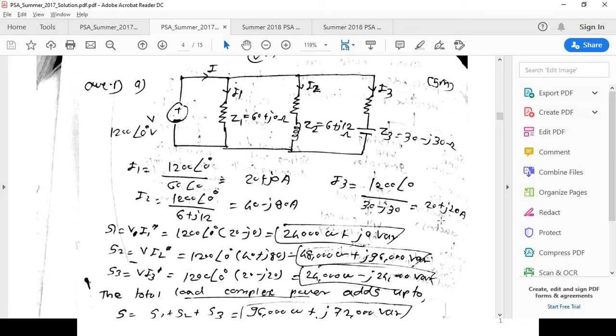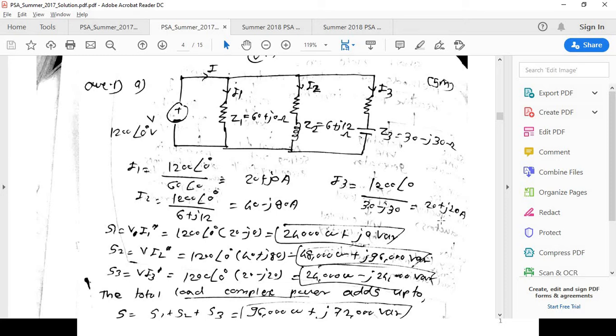So the power consumed by load 1, that is S1, is equal to 24,000 watt plus J0 volt ampere reactive. The first part of this complex power represents the active power consumed by the load, and the second part represents the reactive power consumed by the load. Similarly, S2, the complex power consumed by load 2, is equal to V into I2 star, where I2 star is the complex conjugate of current I2. Now I2 is 40 minus J80 ampere, whose complex conjugate is 40 plus J80. Hence, we get S2 is equal to 48,000 watt plus J96,000 volt ampere reactive.